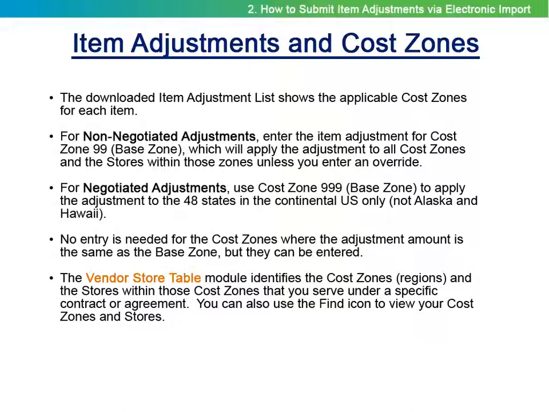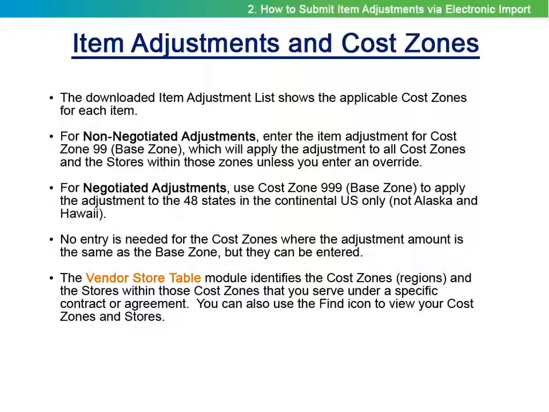The downloaded item adjustment list shows the applicable cost zones for each item. For non-negotiated adjustments, adjustment code 1, enter the item adjustment for cost zone 99, which is the base zone. It will apply the adjustment to all cost zones and the stores within those zones unless you enter an override. For negotiated adjustments with adjustment codes 2 and 10, use cost zone 999 to apply the adjustment to 48 states in the continental U.S., excluding Alaska and Hawaii. They can be entered separately if applicable.